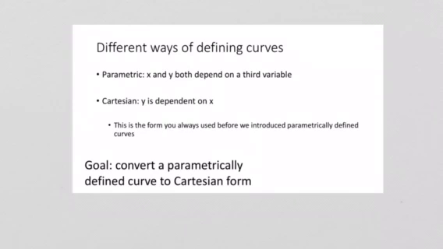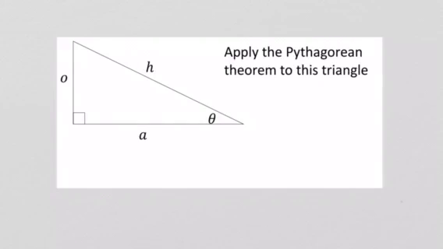Okay, so in this unit so far, we've come up with a different way of defining curves. We've done parametric. This means that x and y are both dependent on a third variable. It's often been time t. Now, in Cartesian form, we've always had y just being dependent on x. So in our curve, we only have x's and y's, whereas in parametric, we have x and y and then some kind of third variable. So this is the form we are used to, and the goal for this lesson is to convert a parametrically defined curve to a Cartesian form.